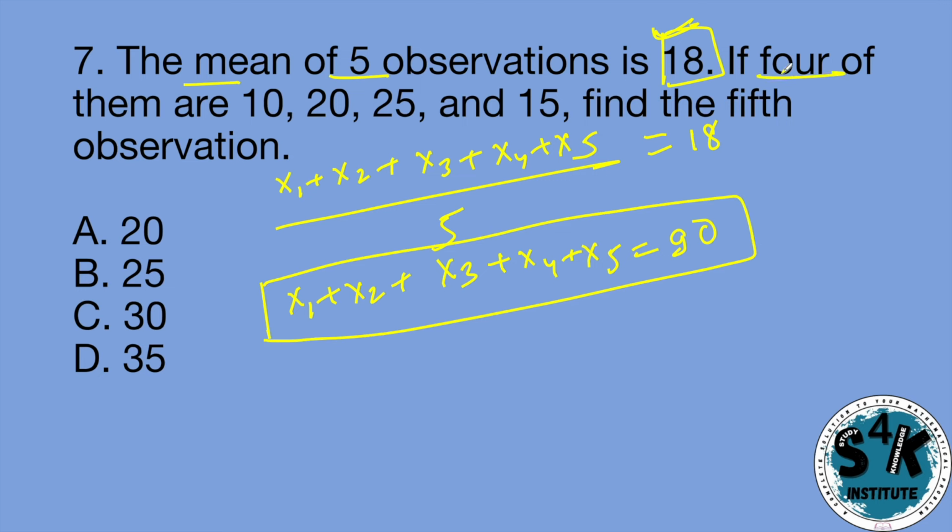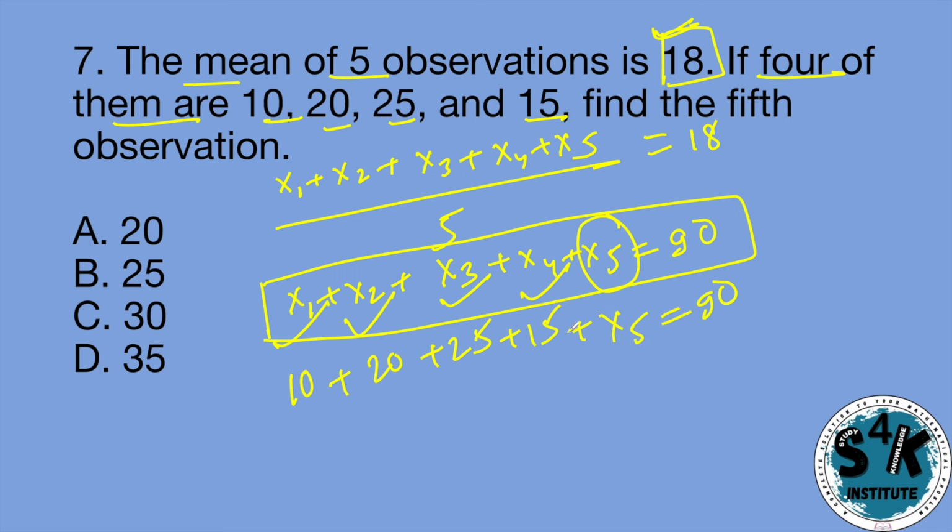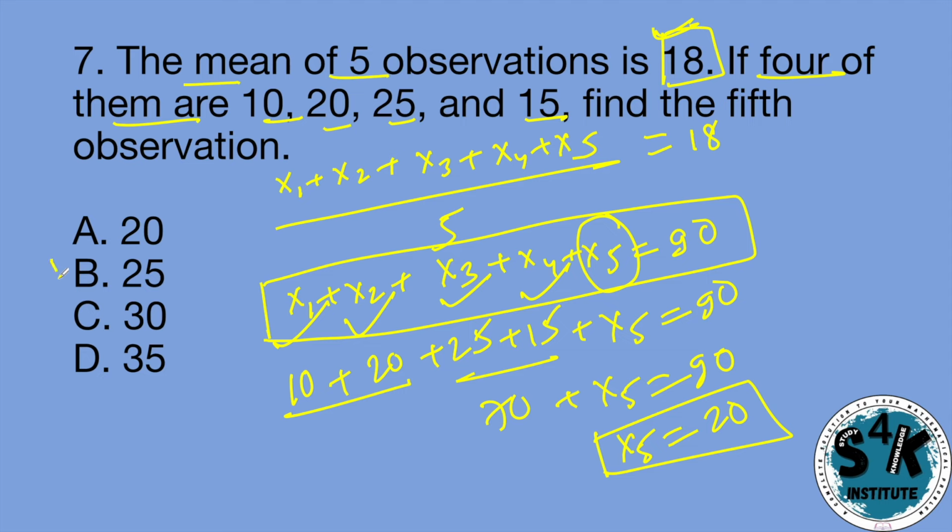Now, if four of them are 10, 20, 25 and 15, find the fifth number. So the first, second, third and fourth numbers are given. The question has asked you which is the fifth term. Just substitute the values: 10 plus 20 plus 25 plus 15 plus x5 is equal to 90. This is 70 plus x5 is equal to 90. So x5 will be 20. So go for option B.